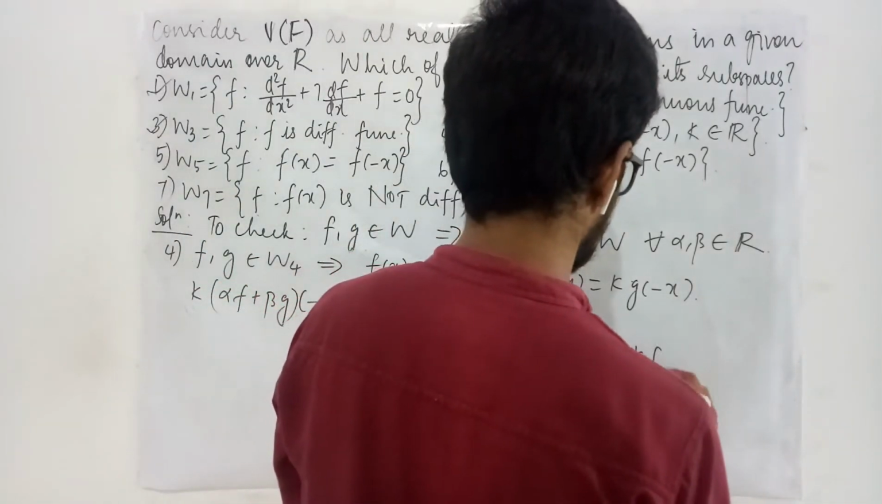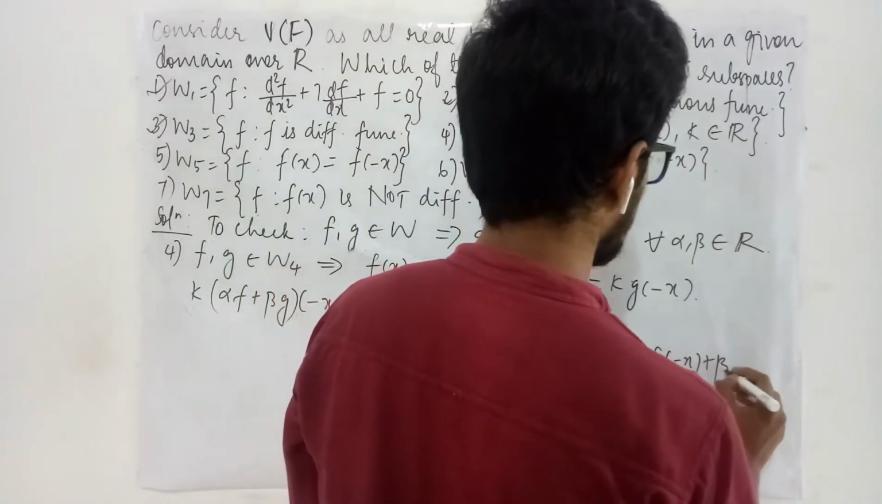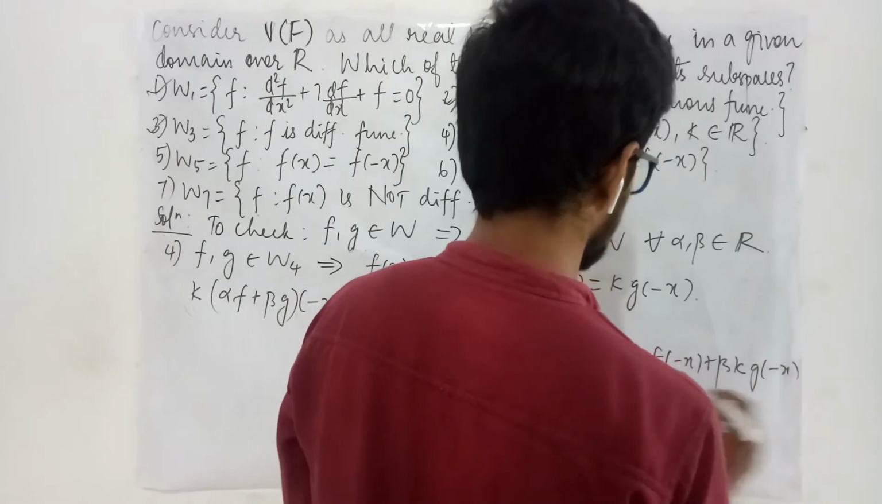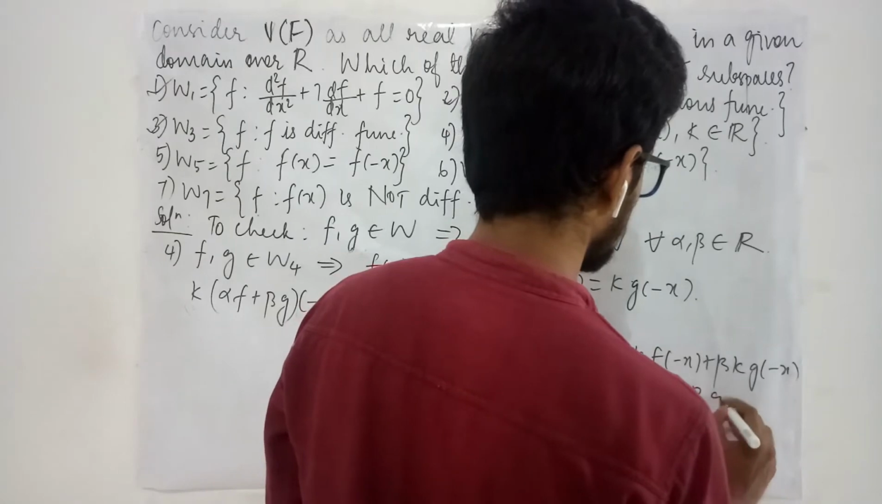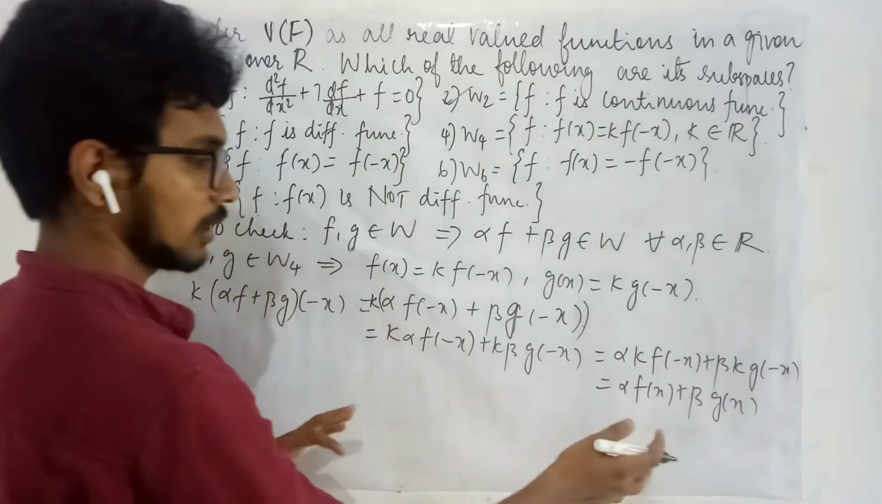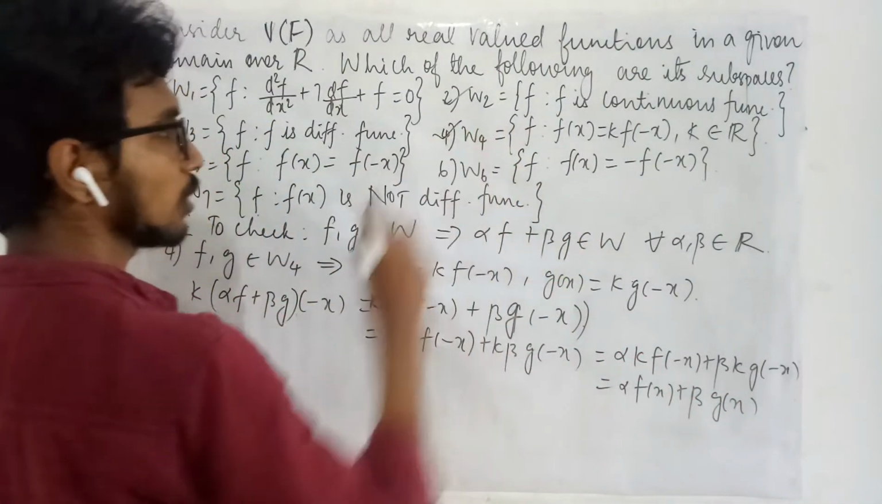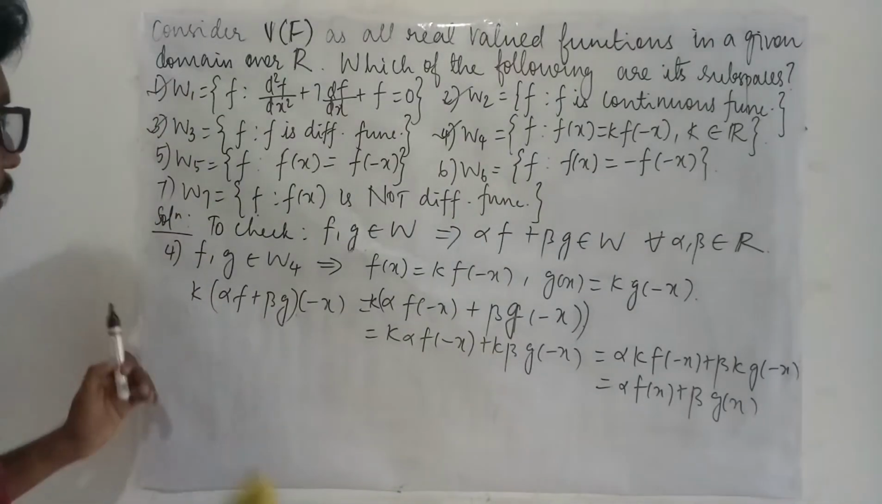Therefore it is alpha times k f of minus x plus beta times k g of minus x, and this is going to be alpha times f of x plus beta times g of x. So we proved the requirement. Therefore W4 is also a subspace.